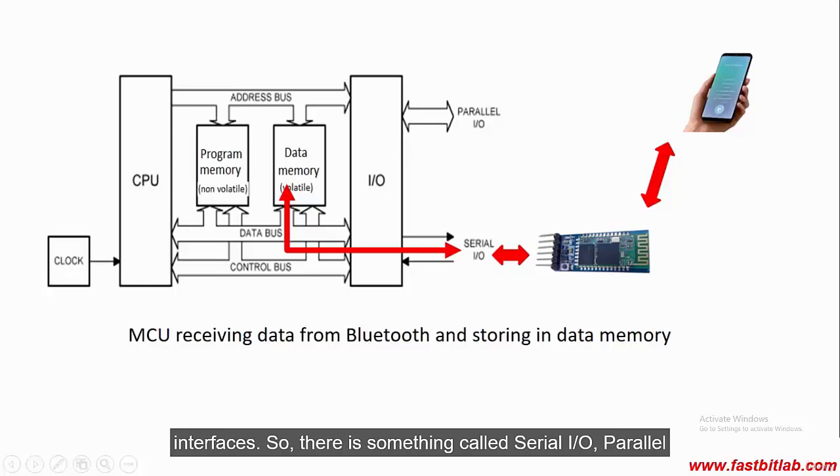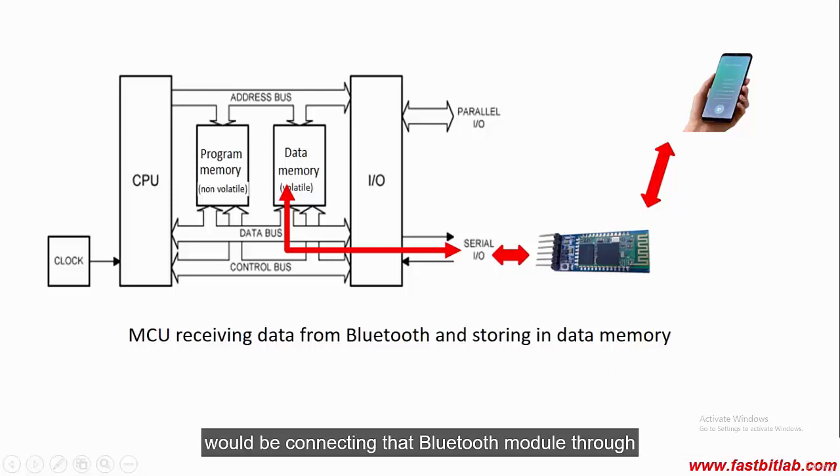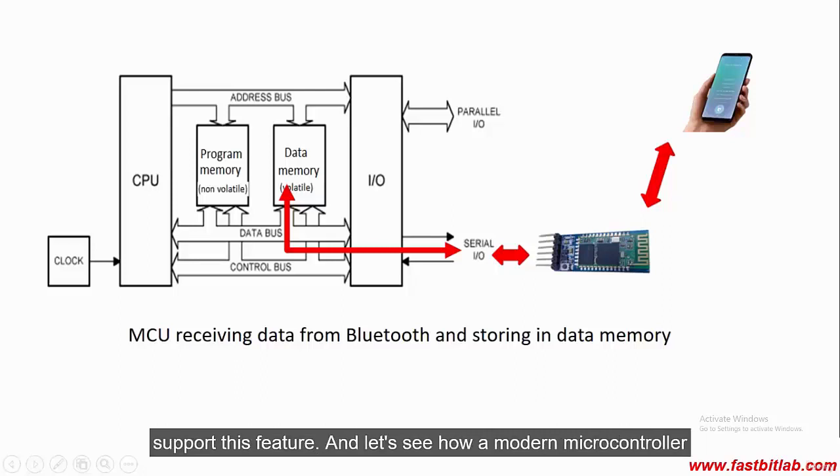So there is something called serial I/O, parallel I/O. For example, if you want to connect a Bluetooth receiver to this microcontroller, then you would be connecting that Bluetooth module through serial I/O. So that's why I/O interfaces are very much important, and almost all microcontrollers support this feature.